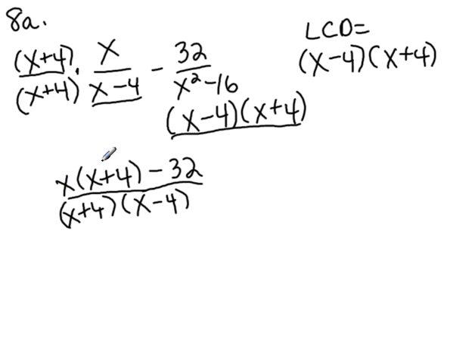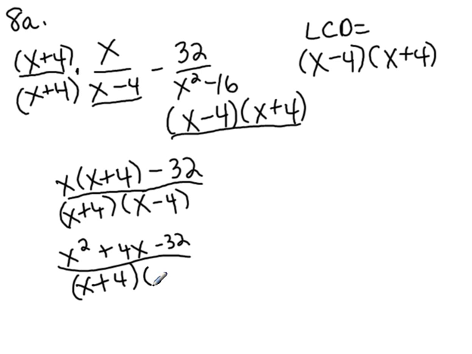So now I'm going to distribute in that x, and that gives me x squared plus 4x minus 32 over my common denominator of x plus 4 times x minus 4. Now, so far I can't see if I have anything that can be canceled because my numerator is not in factored form. So I need to factor that now.